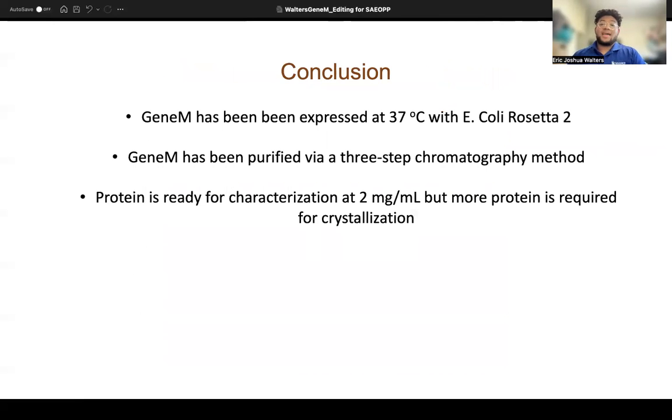So what we can say is now we have gene M has been expressed by Rosetta 2. We saw that by the first SDS page. Gene M has been purified in 3 steps, which are MCAC, cation exchange, and gel filtration. And then finally, our protein is ready to be characterized because we had 2 mg per mL of protein purified. But we need more protein, about 10 mg per mL, to crystallize.